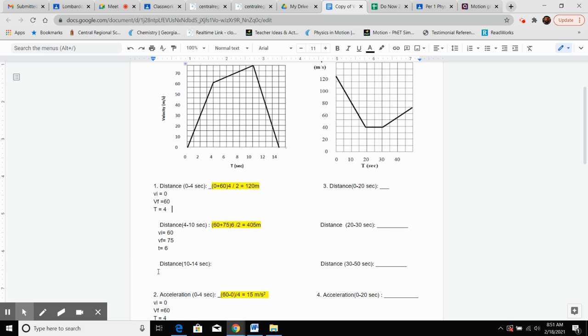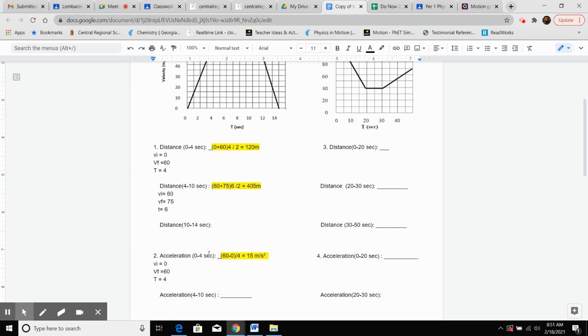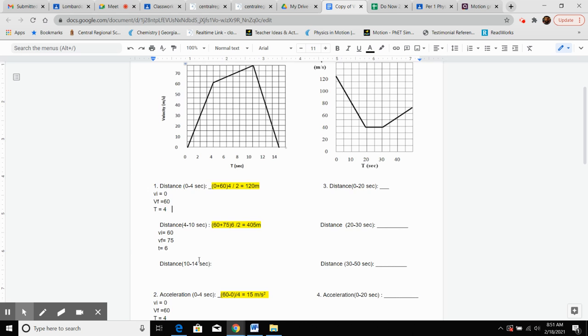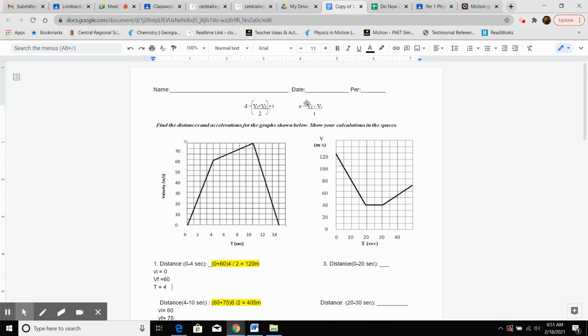So you have to do the last distance. I'm going to just show you the first acceleration problem for this graph. So the acceleration for this graph, 0 to 4 seconds. Well, guess what? What's awesome is since you already found VI, VF, and T for the 0 to 4 seconds, those are the same for the acceleration. It's just the equation is a little different. The equation is VF minus VI divided by the time.